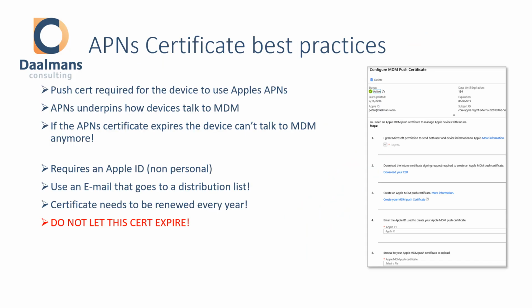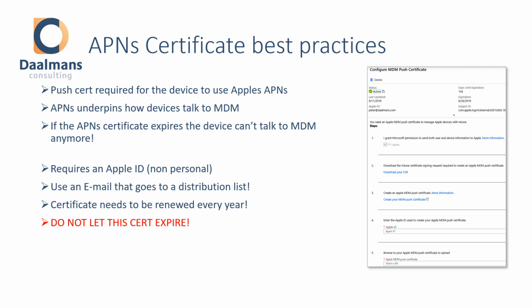When working with Apple and the Apple Push Notification Service, we need to issue a certificate like mentioned. And this certificate needs to be renewed every year. On the right side, you see a screenshot of the place where you configure this. You need to set it up with a corporate Apple ID. And this is very important. Don't use a personal Apple ID.